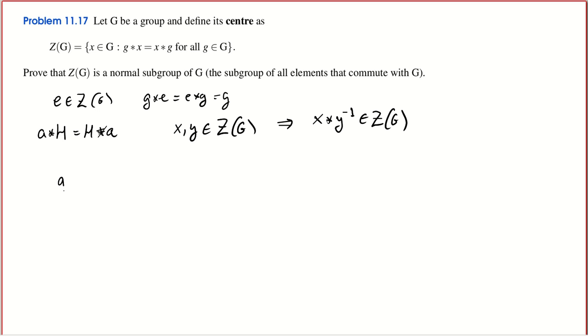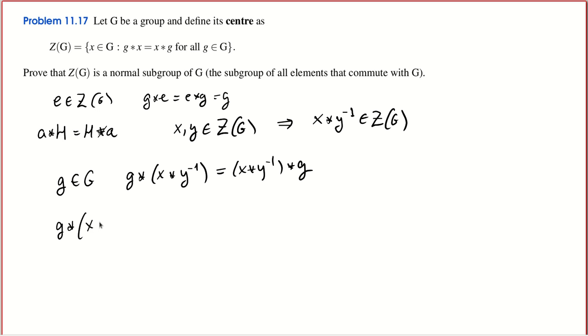In other words, if we take g, which is an arbitrary element of the group, and left multiply it by this element, x times y inverse, we have to prove that this is equal to x times y inverse times g. All right, so let's see how to do that. One strategy is we start off from here, so we begin with this product. Let me just omit this asterisk and write it this way.